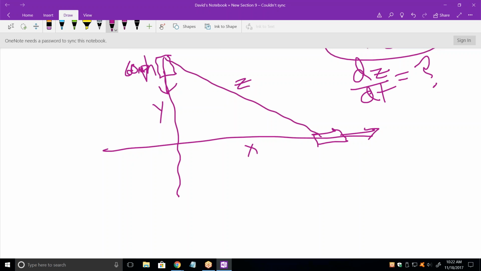Whereas the information, or excuse me, no, we know that. I didn't say it, but let's make that 50. No, let's see. Yeah, we'll make z equal to 50. So dz/dt is 50 miles per hour. And what we're trying to solve for is dx/dt.